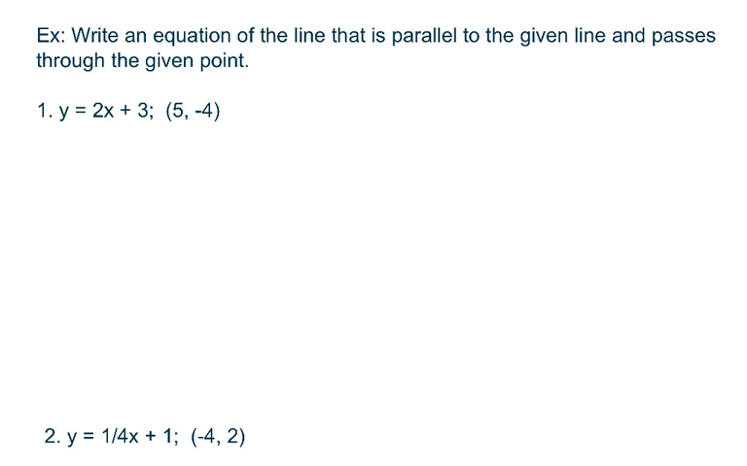Okay, the slope of your original line here is 2. The only thing you need out of that original equation is 2. We don't need the plus 3. We don't need y equals. We don't even need the x. We just need the slope of 2.